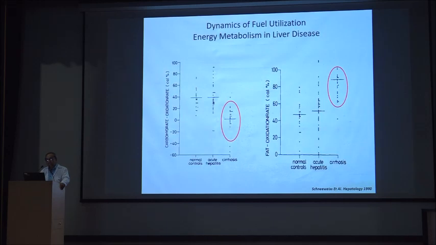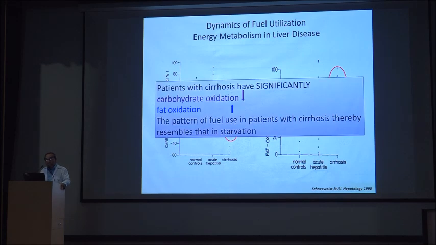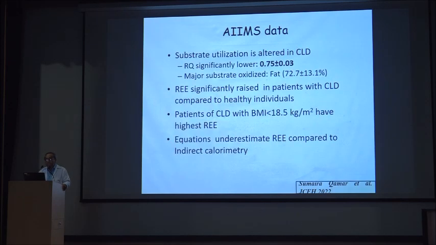And what is the dynamics of fuel metabolism? Patients with cirrhosis have significantly decreased carbohydrate oxidation and increased fat oxidation. The pattern of fuel use in patients with cirrhosis resembles that in starvation, and this is what we have observed, that the substrate utilization is altered in chronic liver disease. The RQ is significantly lower after overnight fast.